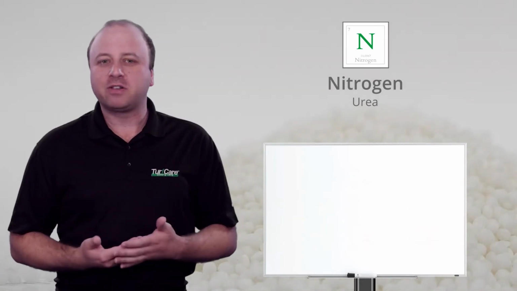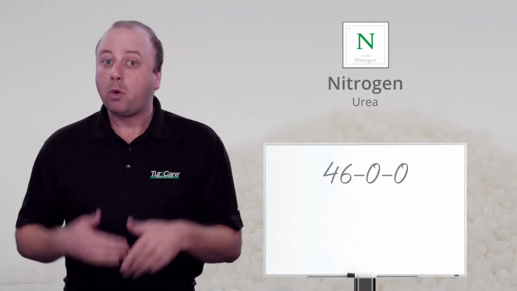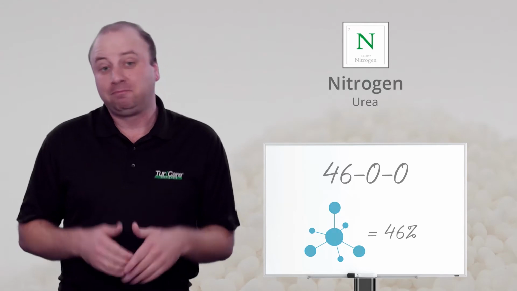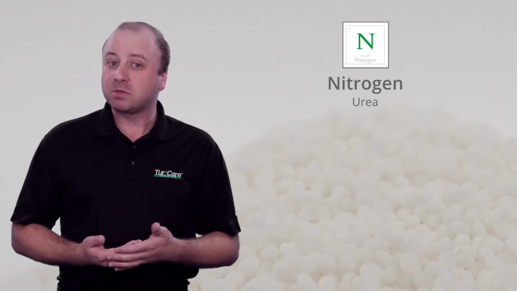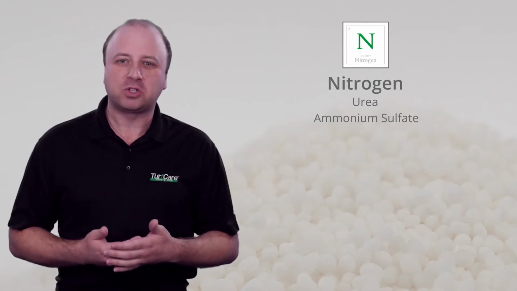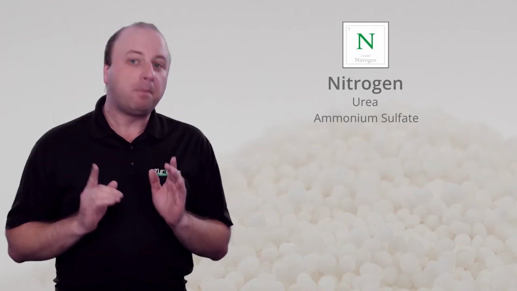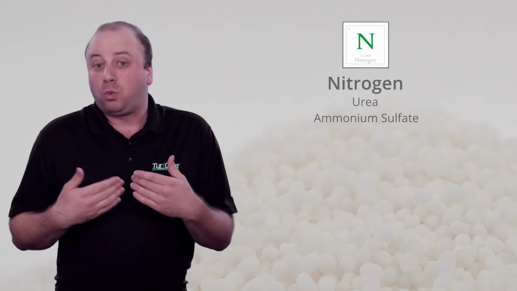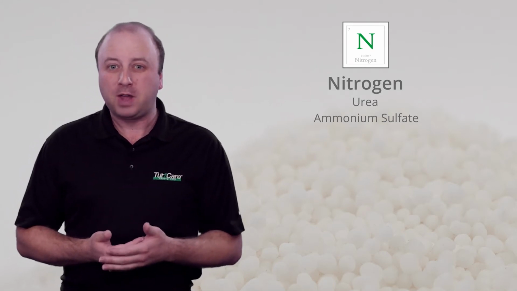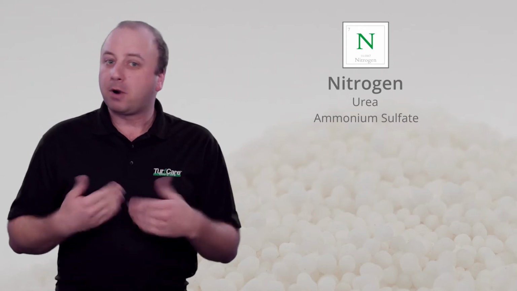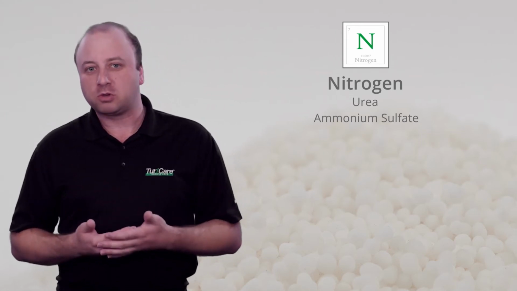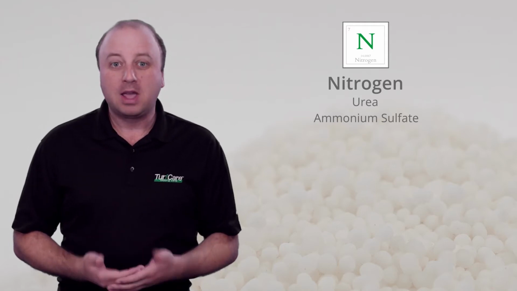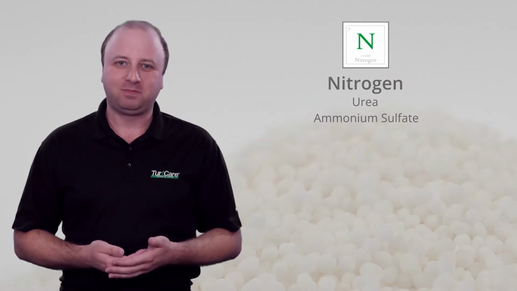Pure urea has an analysis of 46-0-0, which means one molecule of urea is 46% nitrogen by weight. That's pretty good. Ammonium sulfate is another example of a commonly used nitrogen source in fertilizer blends, but ammonium sulfate is only 21% nitrogen by weight. So why would anyone want to use ammonium sulfate when urea is a better option? Perhaps the end user has a sulfur deficiency in their soil. Ammonium sulfate is 24% sulfur by weight, and urea has no sulfur at all.